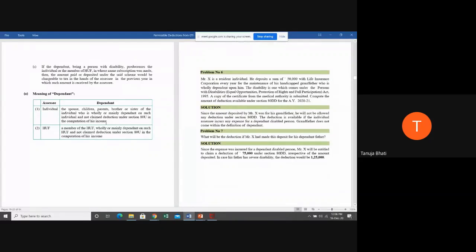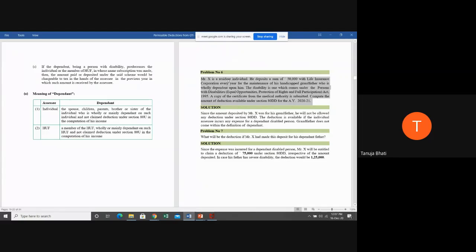Okay. Now next, let us see a sum on section 80DD. Again, I'm telling you, section 80DD applies only when an assessee is paying for the medical treatment of a dependent who is disabled. What is the limit? The limit is 75,000 if disabled, but if severely disabled, the limit is 1,25,000. Now, who is dependent? We know spouse, children, parents, brother, sister. Now, let us see the sum on section 80DD.